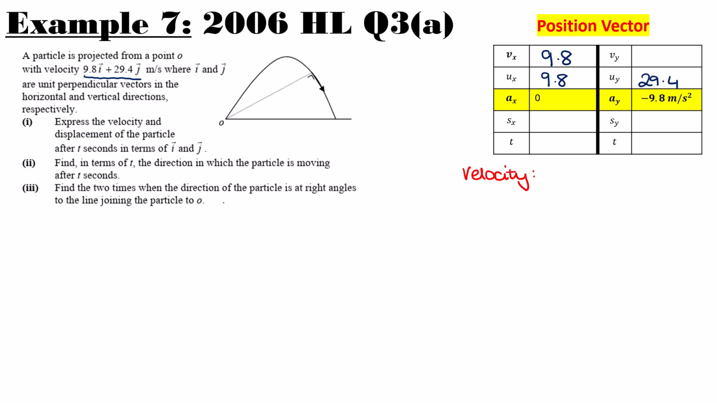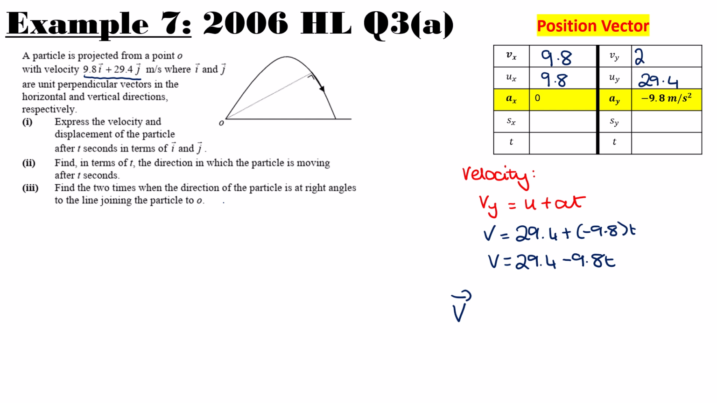The first thing they ask for is the velocity vector. All we have to focus on is getting Vy, and we're going to get that with u plus at. So V is equal to 29.4 plus minus 9.8 times t. So it gives us, rather than a number, an expression, 29.4 minus 9.8t. So my velocity vector is the i bit, which is 9.8i, plus 29.4 minus 9.8t, and that's your j component. So that's our velocity vector.